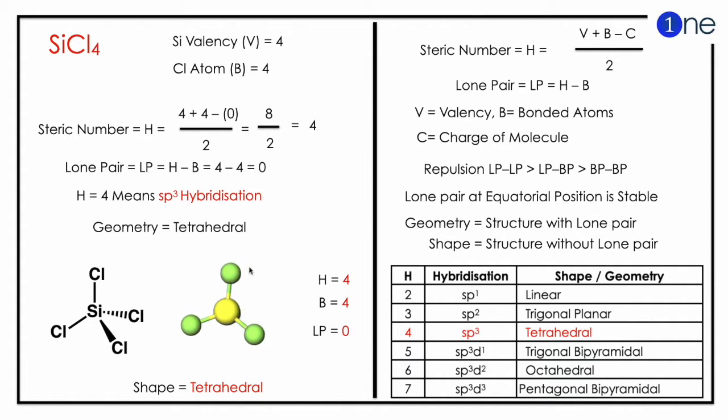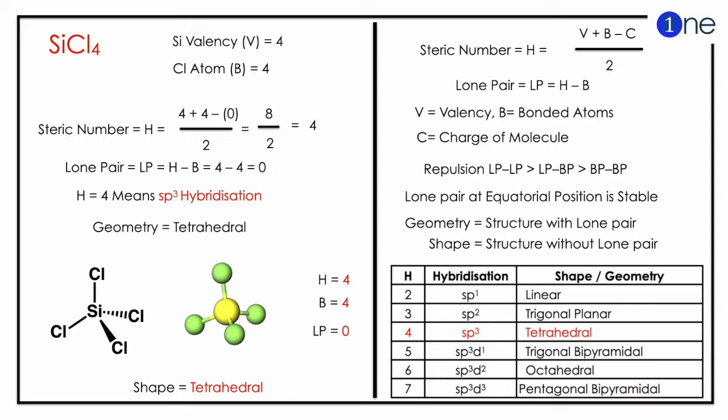The steric number is H equals (V plus B minus C) divided by 2. Here V represents valency, silicon valency is 4, B is bonded atoms, here chlorine is the bonded atom, so that's also 4. So steric number will be (4 plus 4) divided by 2, which is 8 divided by 2 gives 4. If you calculate the lone pair, which is H minus B, which is 4 minus 4, is 0.